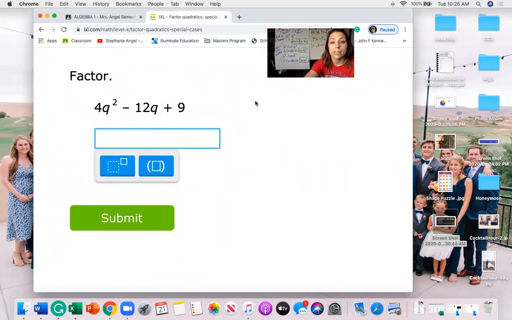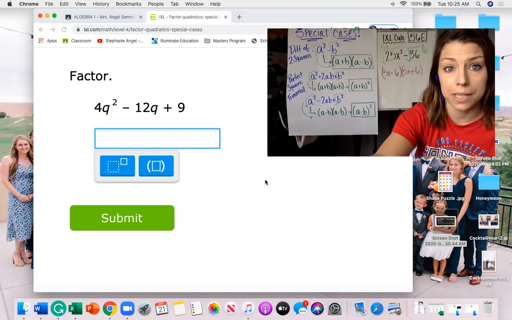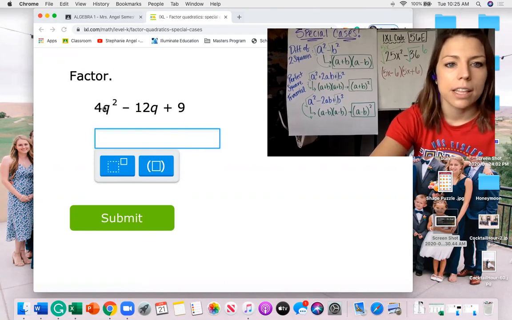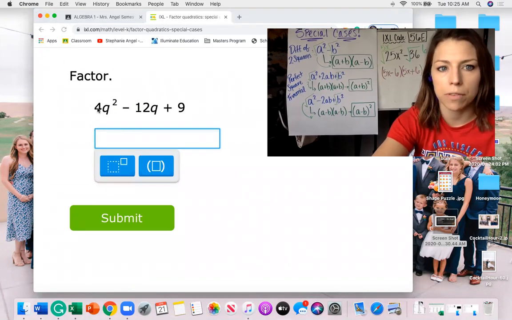Trinomial. So we're going to see if it's a perfect square trinomial. And at any point, if you want to try to pause the video and do this on your own, please do so. Okay, let's see. It is a trinomial. Check 1. Is the first term a perfect square? Yeah, 4 is a perfect square.